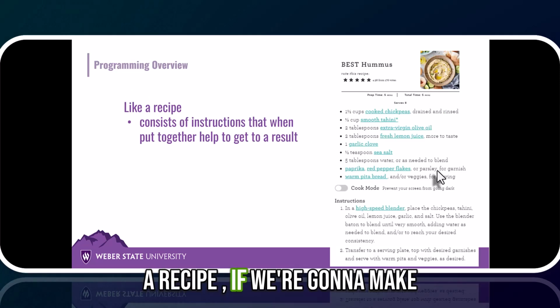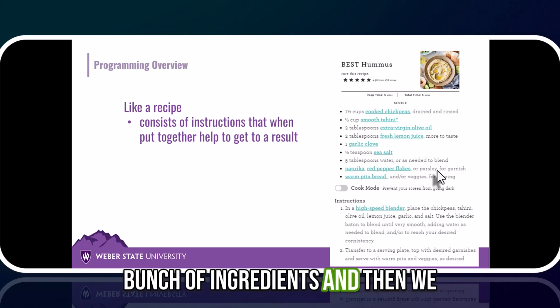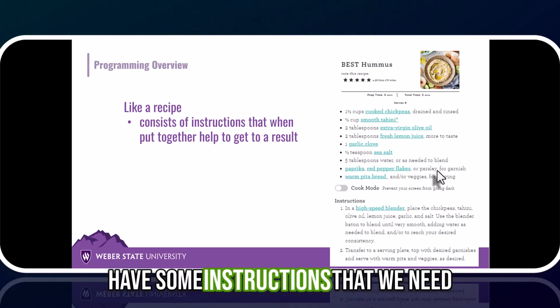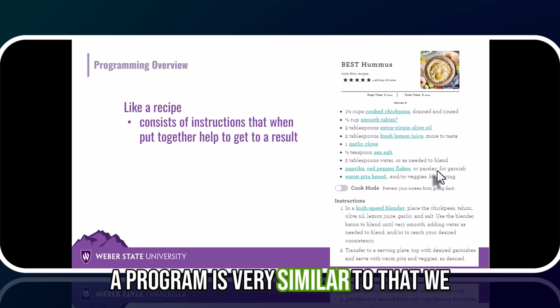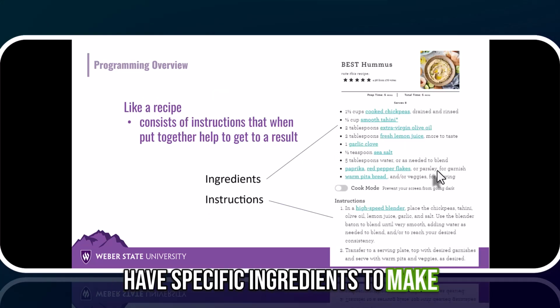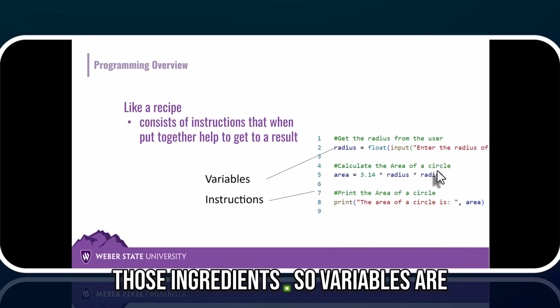A recipe, if we're going to make something, so in this case, we're making the best hummus. We have a bunch of ingredients, and then we have some instructions that we need to follow. And so a program is very similar to that. We have specific ingredients to make this recipe, and then we have instructions on what to do with those ingredients.